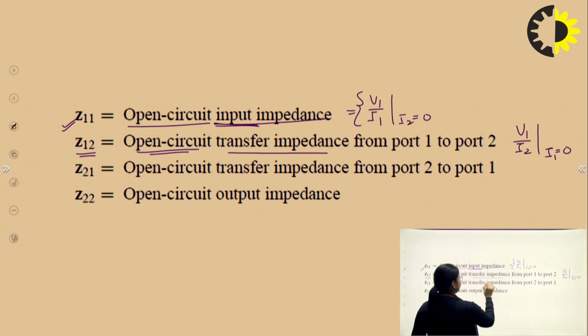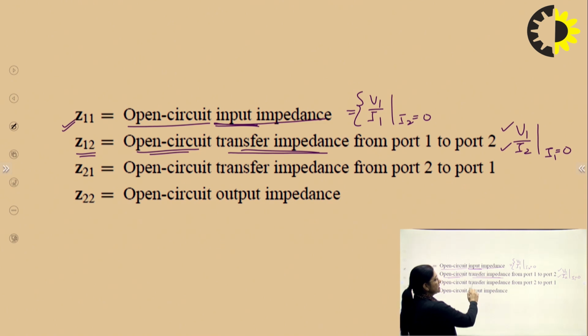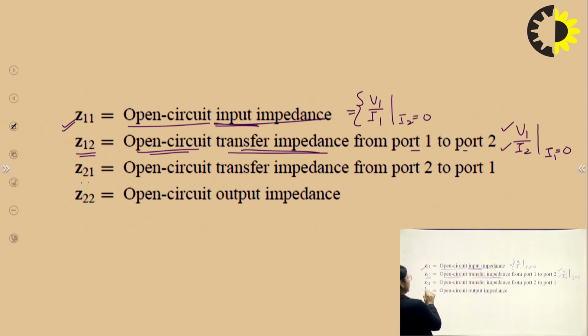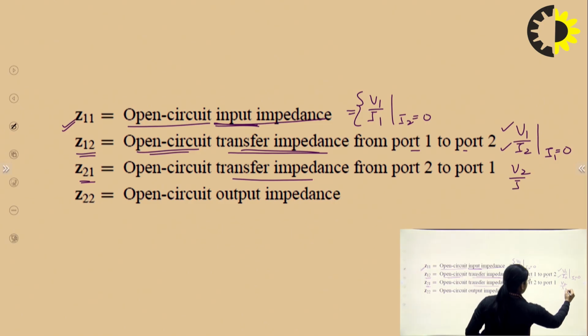And transfer impedance, why is it called transfer impedance? Because one variable is from port 1 and the other variable is from port 2. So, this is transfer impedance from port 1 to port 2. Similarly, Z21 is also the transfer impedance and the value is V2 by I1 when I2 is equal to 0.